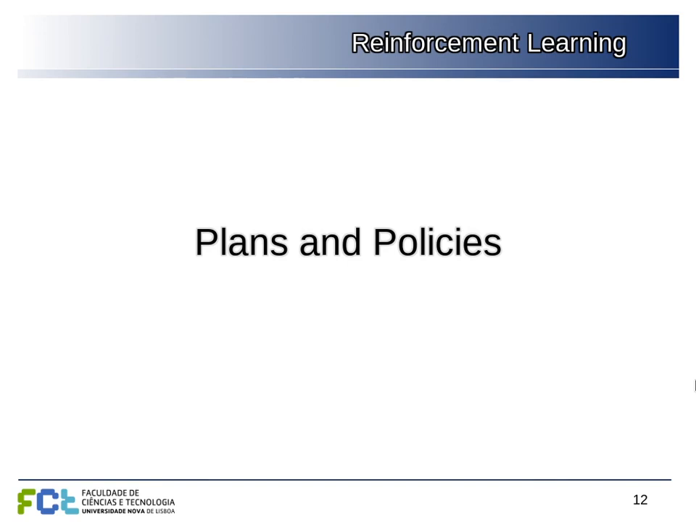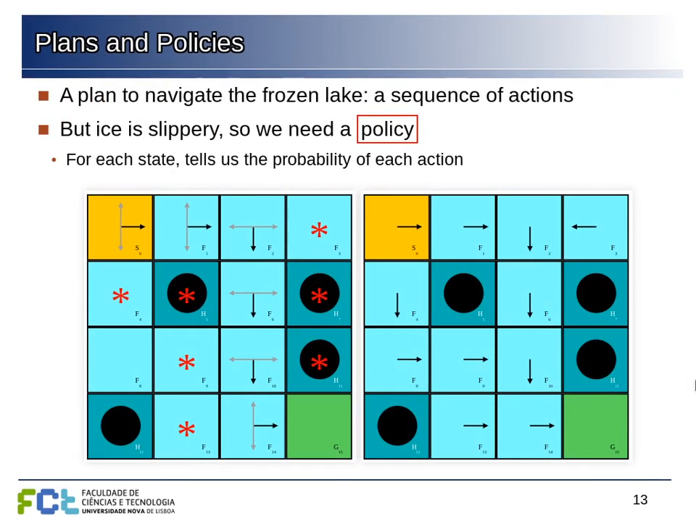Okay, so now let's think about how to make the agent move here. And one important difference is between a plan and a policy. A plan would be a sequence of actions to navigate through the frozen lake here. So this would be a plan: try to go east, east, then south, south, south, and then east. So this is our plan.